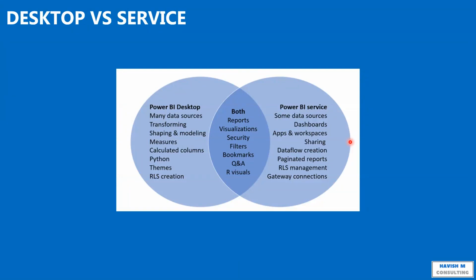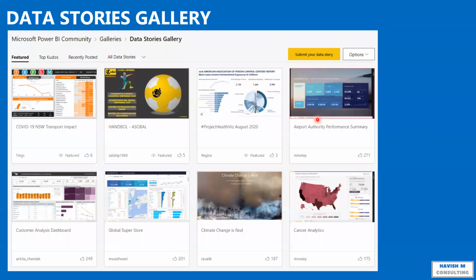What is the difference between Power BI Service online and Power BI Desktop? These are common. You notice report, visualization, security filter, bookmark, Q&A, and R visuals are common. Even Python is common. But there are some differences. Like if you look at Power BI Desktop, you can create row-level security. In Power BI Service, you can manage row-level security. Here you can connect to many data sources. In Power BI Service, you can connect to slightly fewer data sources. But broadly, if you look at it, it's more or less the same. For a basic to an intermediate user, they can either work on Desktop or they can work on Service.